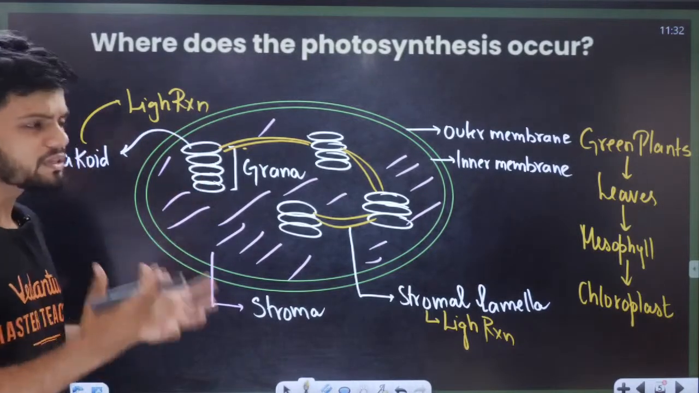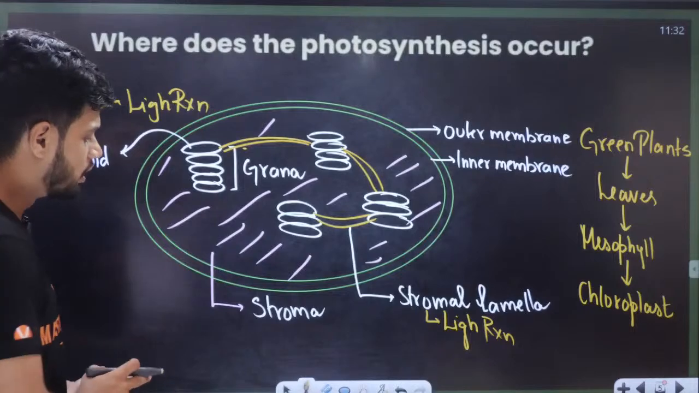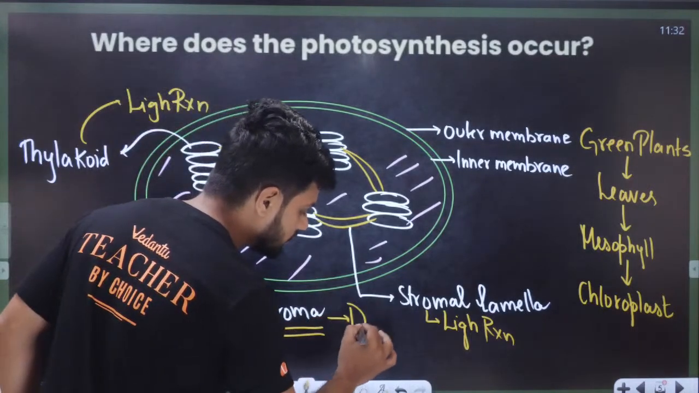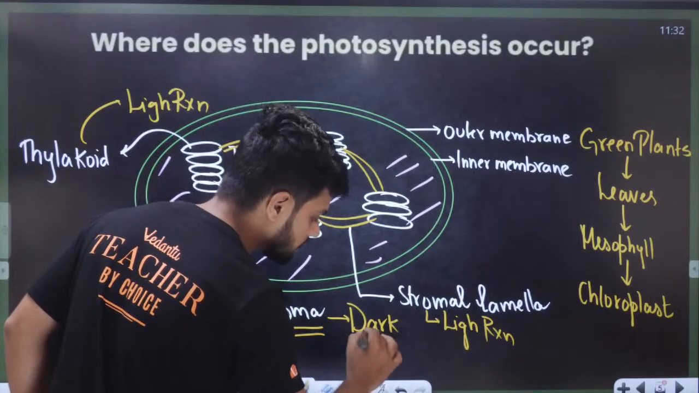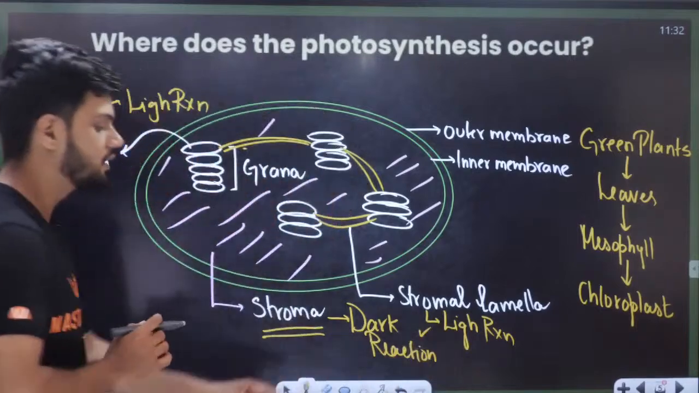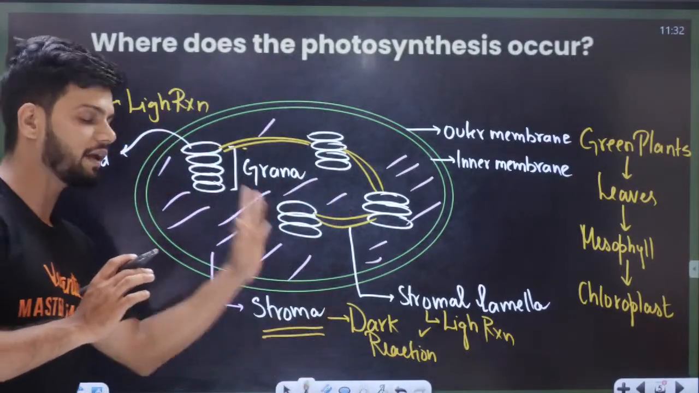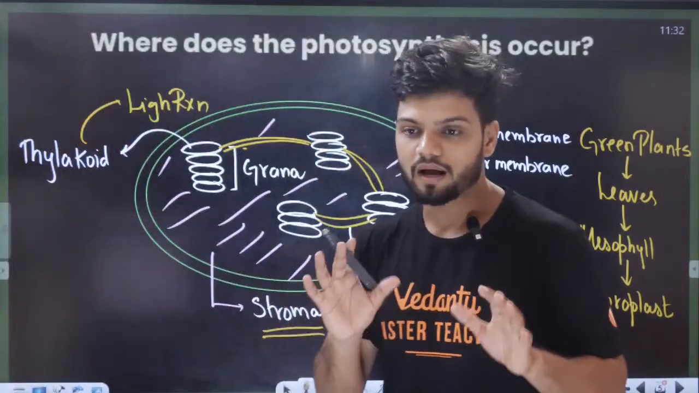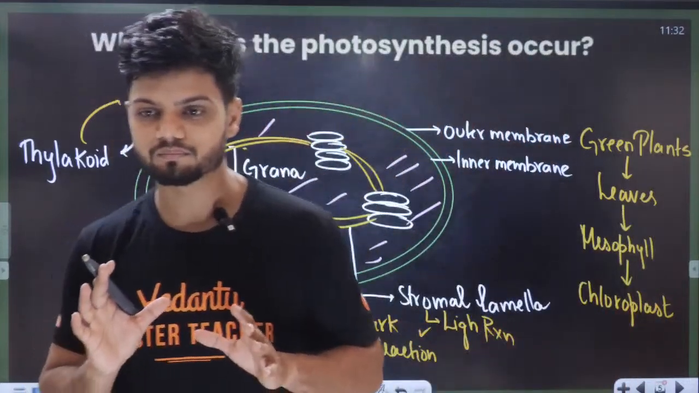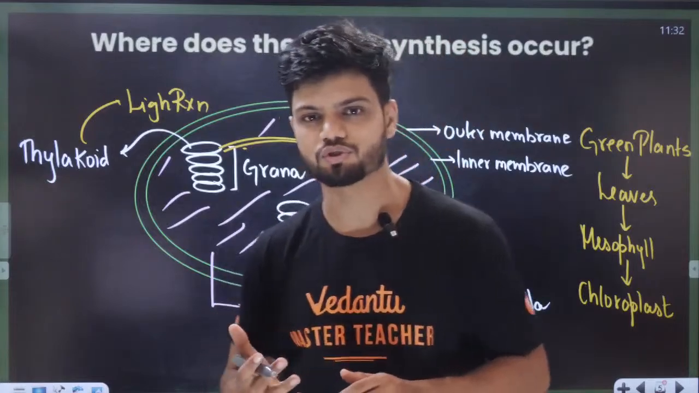Then where is the C2 cycle, C3 cycle, everything happening? All that is happening in the stroma. Here we have the dark reactions. And this is the dark reaction which we are interested in today's class. This is going to be the aim of today's class. And I believe till now all of you are able to understand. Grana or granum. Okay, granum we can call it usually.